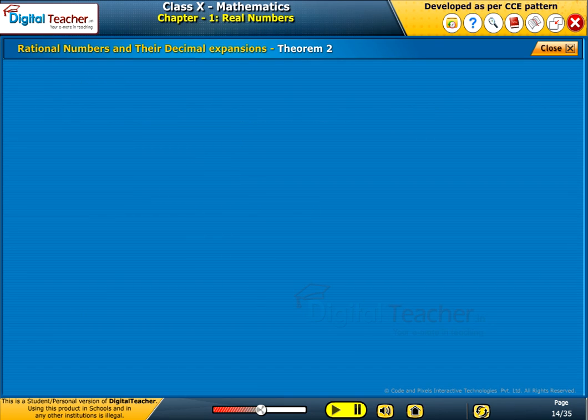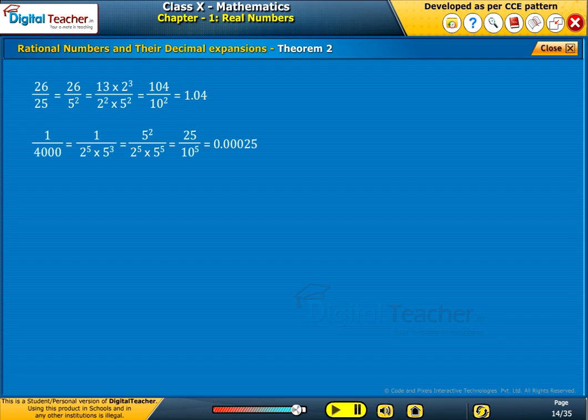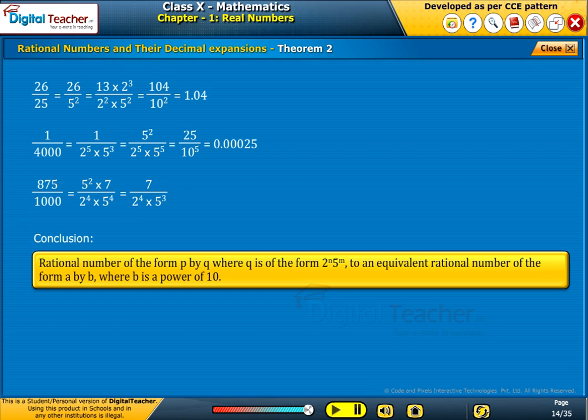For example, the rational number 26 by 25 is expressed as 26 by 5 square. Now the prime factors of both the numerator and the denominator are as shown. Thus, by further solving, we get 1.04. Similarly, the expansions of the other two rational numbers are as shown on screen. Now, let us solve an example problem on this theorem.